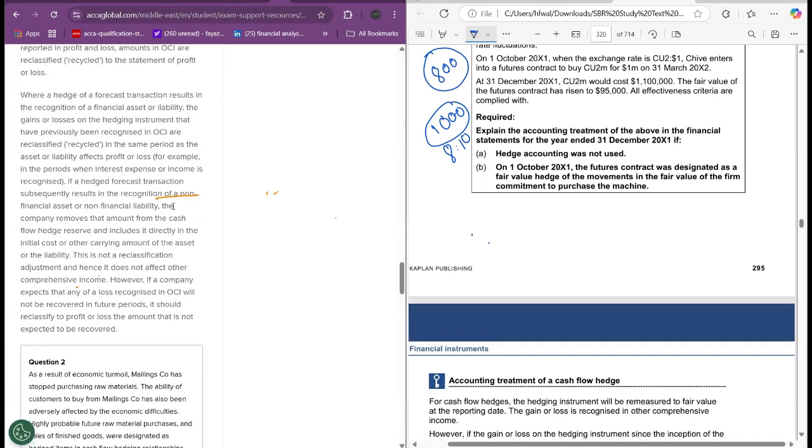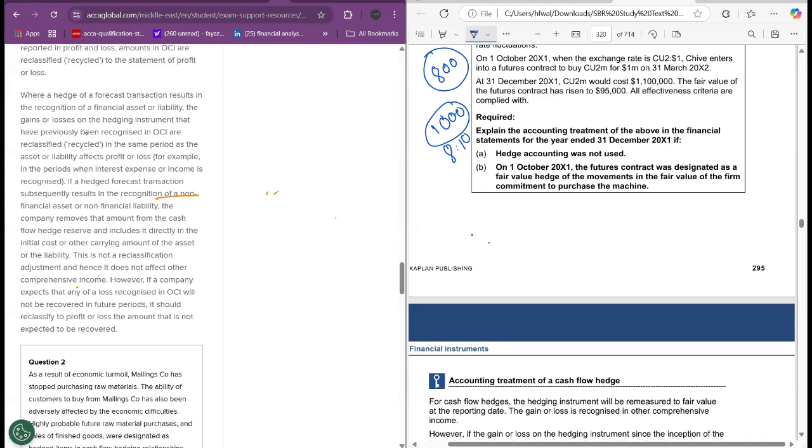Where a hedge of a forecast transaction results in the recognition of a financial asset or liability, the gains or losses on the hedging instrument that have previously been recognized in OCI are reclassified in the same period as the asset or liability affects P&L. For example, in the periods when interest expense or income is recognized.